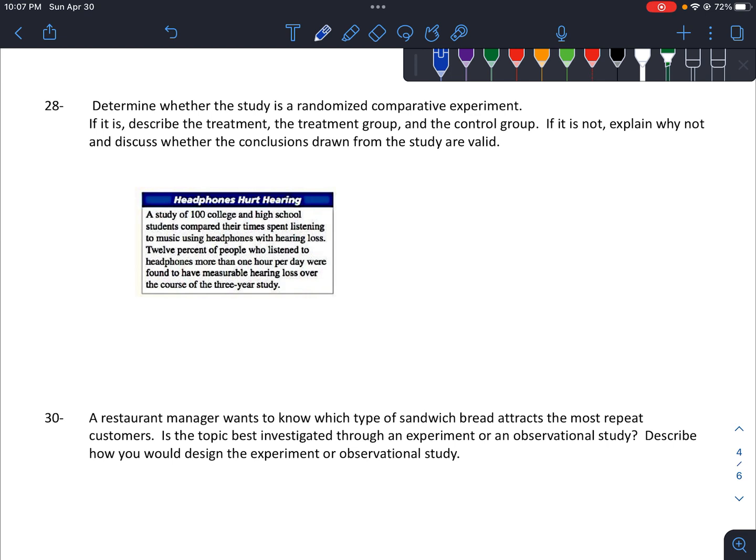This doesn't sound like an experiment. They were just observing results, it sounds like. So this is more of an observation than an experiment. They observed and recorded. What else do we need to say? If not, explain why not, and discuss whether the conclusions drawn from the study are valid.